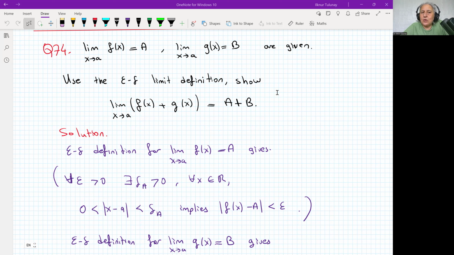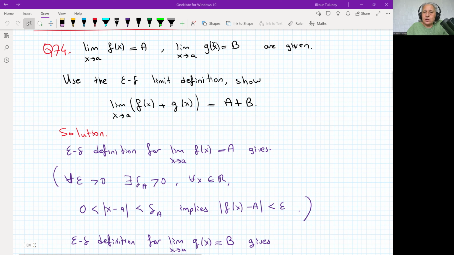Hello, everybody. I'm going to go through the solution of question 74 of the calculus section of the course MATH1151 at the University of New South Wales. Now, the question is, if the limit of a function f as x goes to a is A, and the limit as x goes to a of g(x) is equal to B, we would like to prove that taking the limit of the sum of these functions is equivalent to taking the limit of the individual functions and adding them. And we would like to prove this by using the epsilon-delta limit definition.